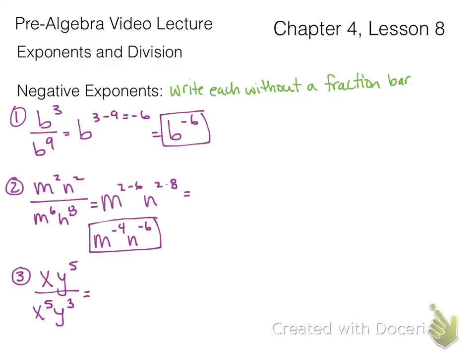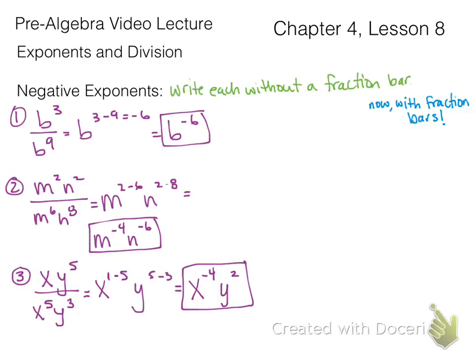The last one we have is x to the 4th y to the 5th over x to the 5th y to the 3rd. So I'm going to subtract exponents, and don't forget that there's an invisible 1 by that x. So it's 1 minus 5. Remember, it's always the top exponent minus the exponent on the bottom. And you remember, you can only do this when the letters are the same. So you can only subtract the x's. You can only subtract the y's.